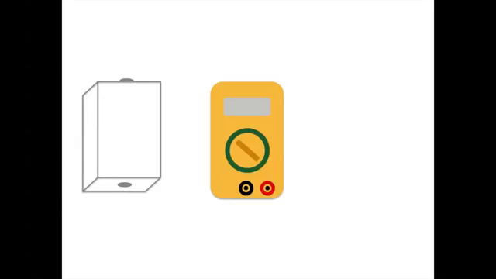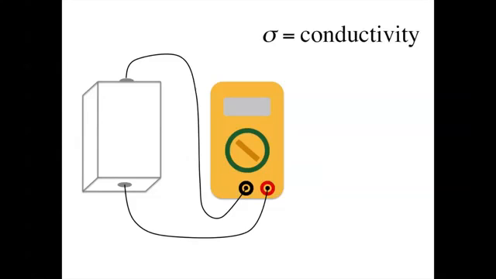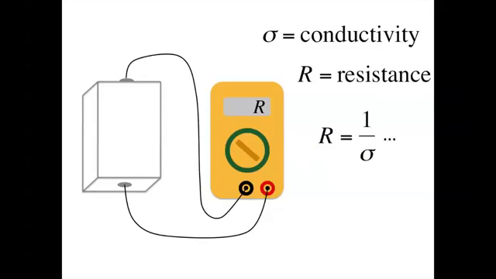We'll start with a slab of silicon, which we attach metal contacts to. We'll use an ohm meter that we connect to our sample with metal wires to measure the conductivity. The conductivity describes how well electricity can flow through the material. The measured resistance from our ohm meter is related to the inverse of the conductivity.